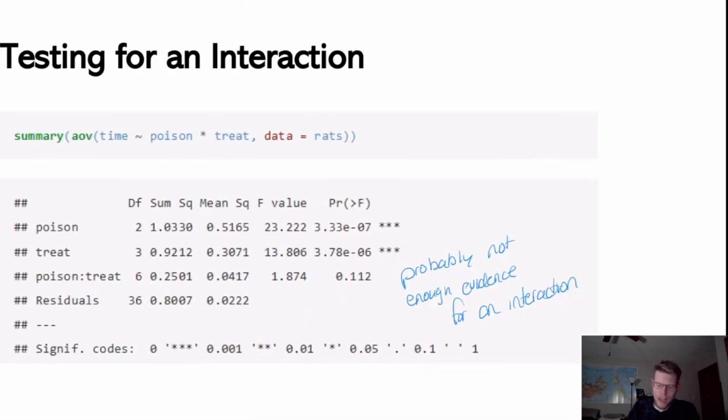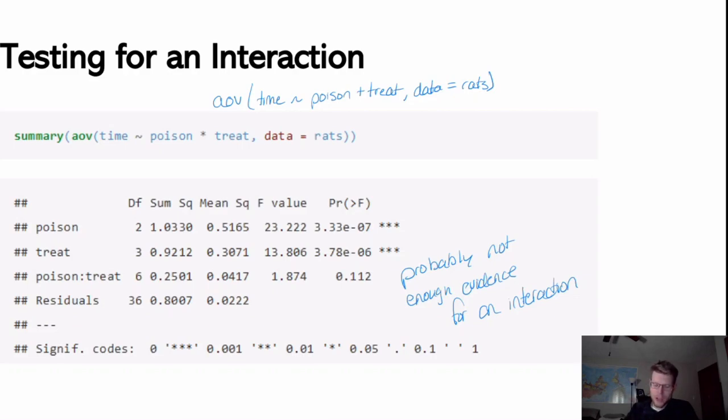So if I did not want an interaction term, if I just wanted an additive model, then I would do aov, and then in this case it's going to be time tilde poison plus treatment, just like you would with the linear model. So use a plus sign if you want to use both predictors but no interaction. Use a star, an asterisk, if you want the interaction term to be included.